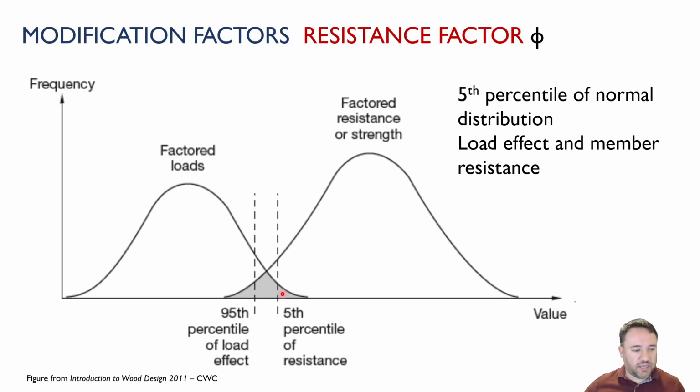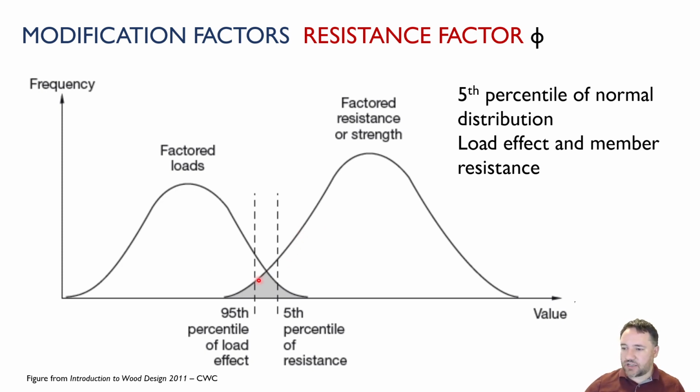Okay, so in order to design, of course, we want our resistance to be higher than the load that we're applying. But we can't really reasonably push this curve so that it's effectively zero here, and this curve so that it's effectively zero on the other side. So we're always going to have some kind of overlap because the tails of these curves are quite long. So we have to make a choice of where we want that overlap to be, and that's where the reliability analysis comes into play.